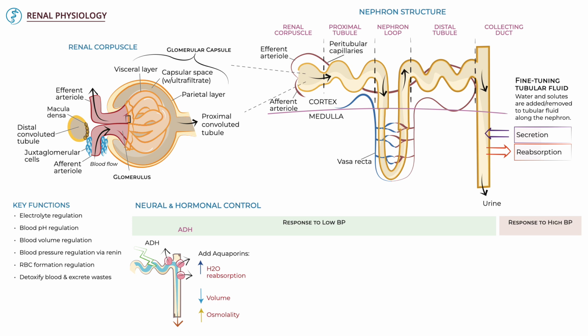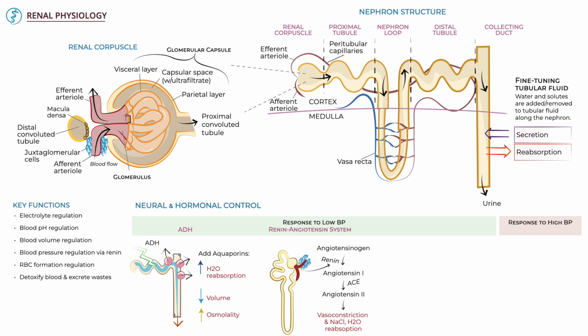Next, indicate that the renin-angiotensin system relies on the juxtaglomerular cells and the release of renin in response to low blood pressure. Show that renin converts a hormone called angiotensinogen to angiotensin 1. Angiotensin 1 is then converted to angiotensin 2 by another enzyme called ACE, angiotensin converting enzyme. Angiotensin 2 produces vasoconstriction and increases salt and water reabsorption in the kidney. This then raises blood pressure.